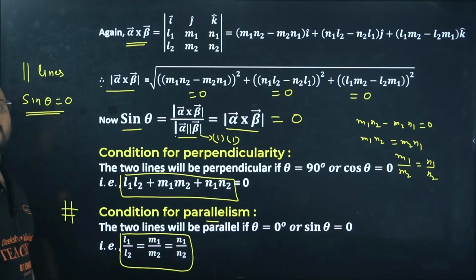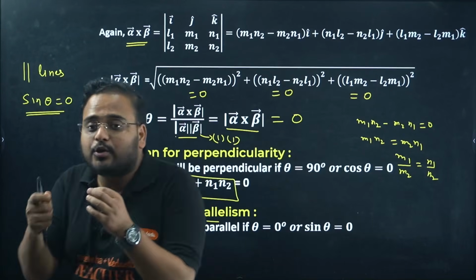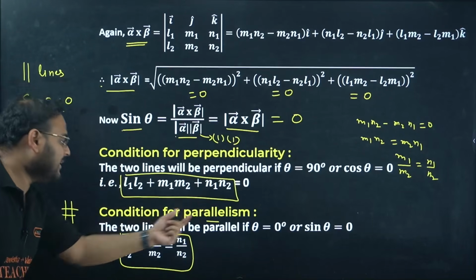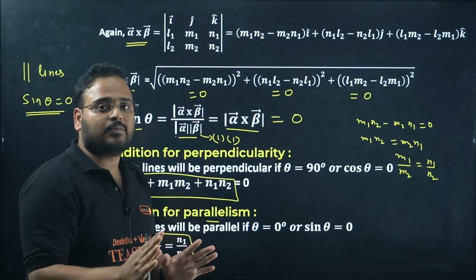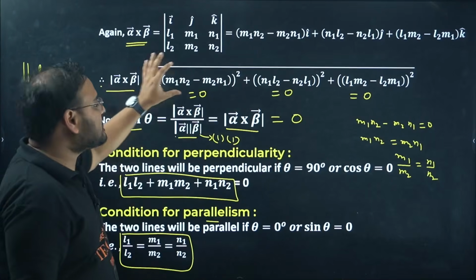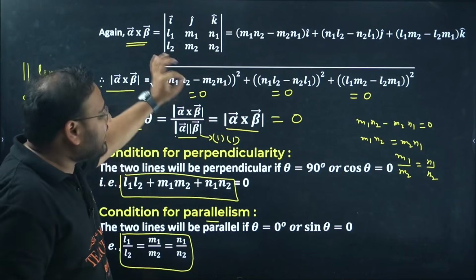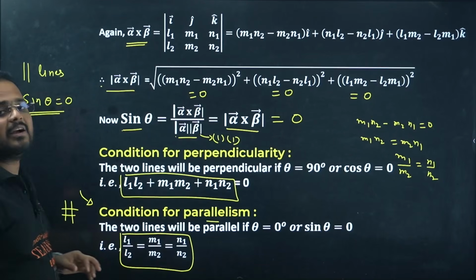L1 by L2 equals M1 by M2 equals N1 by N2. So whenever you are talking about parallel lines, you're going to use this result in terms of direction cosines. Is it making sense now? This is not going to worry you, because it is of course there in the formula, but we never use it. We mostly use the condition for parallelism in our syllabus.